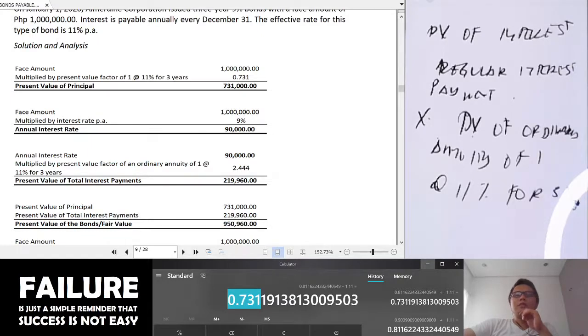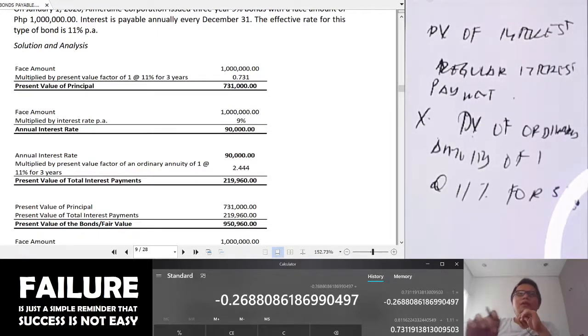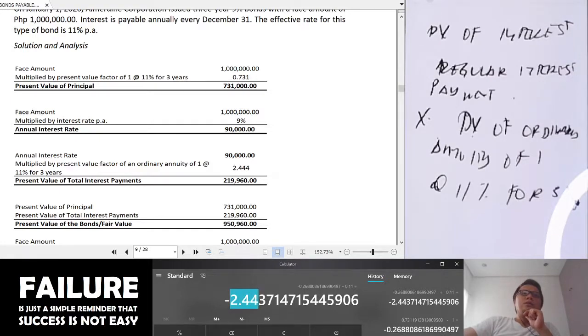In our solution, that is 2.444. So, how did we get that? Again, this is our present value of 1 at 11% for 3 periods. To get your ordinary annuity, the next step is minus 1. Then divide by your effective rate, which is 11%. Disregard the negative sign. So, you have 2.444, rounded to the nearest 3 digits.